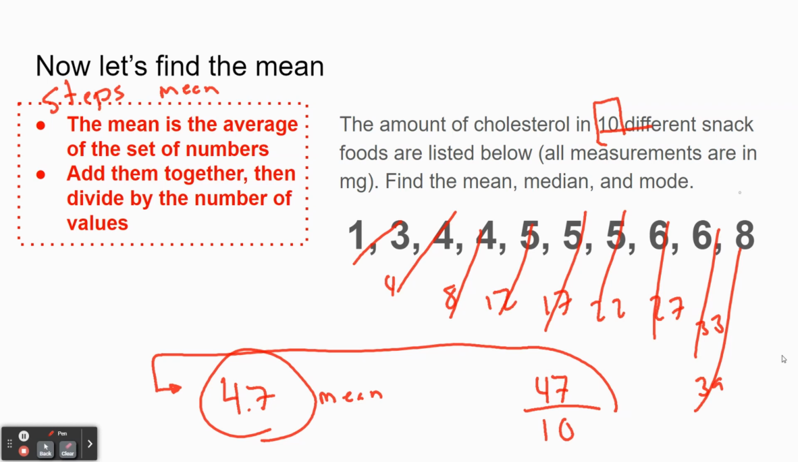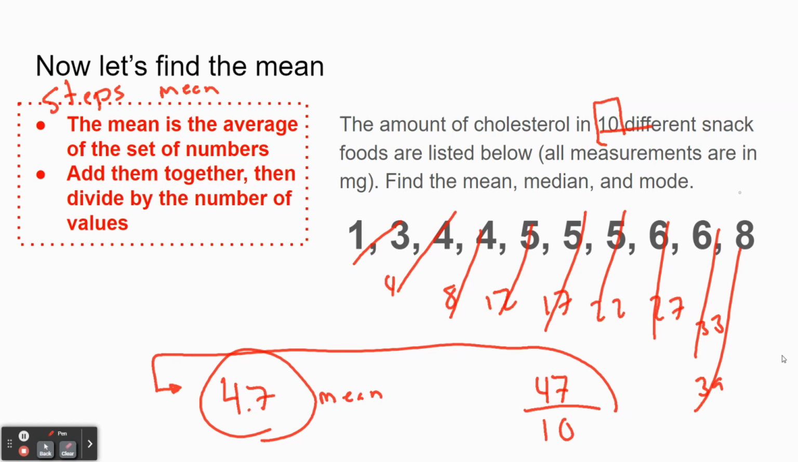But that's it. The mean is really just the average. I'm sure you all have heard of averages before. This is how you calculate the average. Why is it called the mean? Because mathematicians are mean. No, I'm just kidding. That's just what it's called.